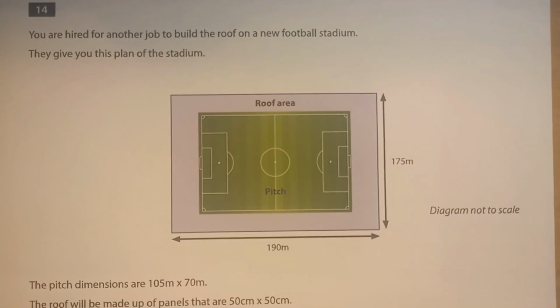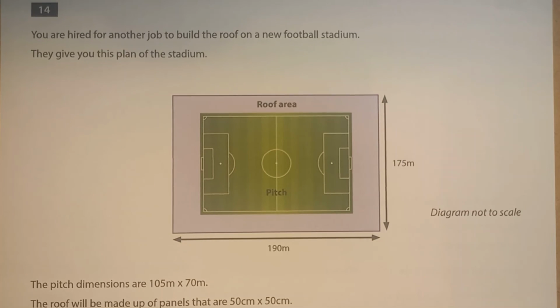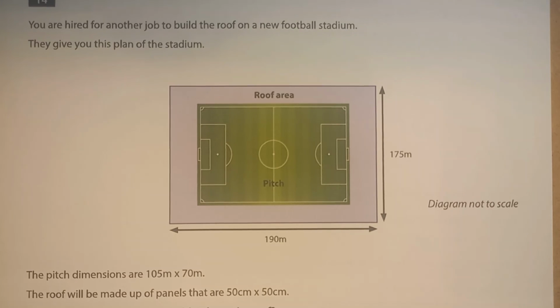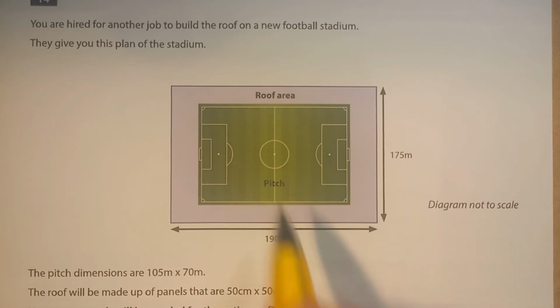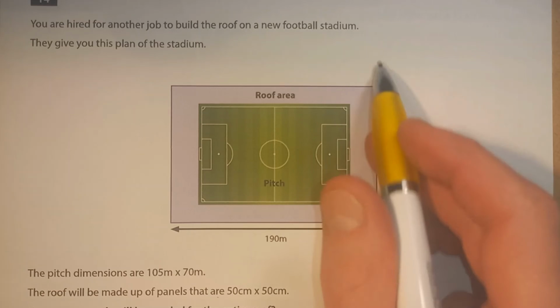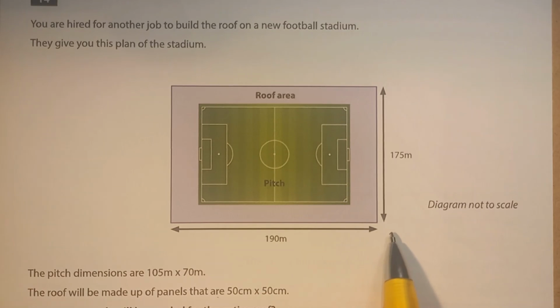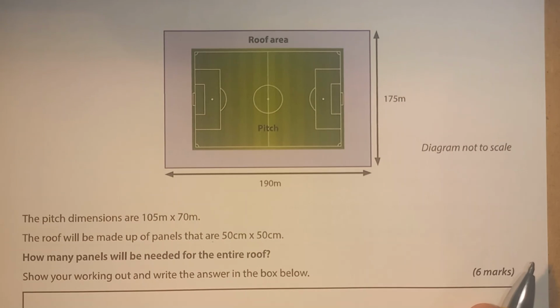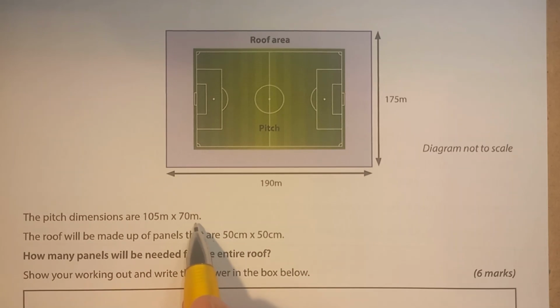Now we're on to the last question. Question 14. So, you're hired for another job to build the roof on a new football stadium. They give you this plan of the stadium. Okay, so it's good to notice that the roof area is just this bit round the outside, so the roof's for the spectators, not for the pitch itself. And they've given us the stadium dimensions. We've got 175 metres that way by 190 metres there. The pitch dimensions are 105 metres by 70 metres.